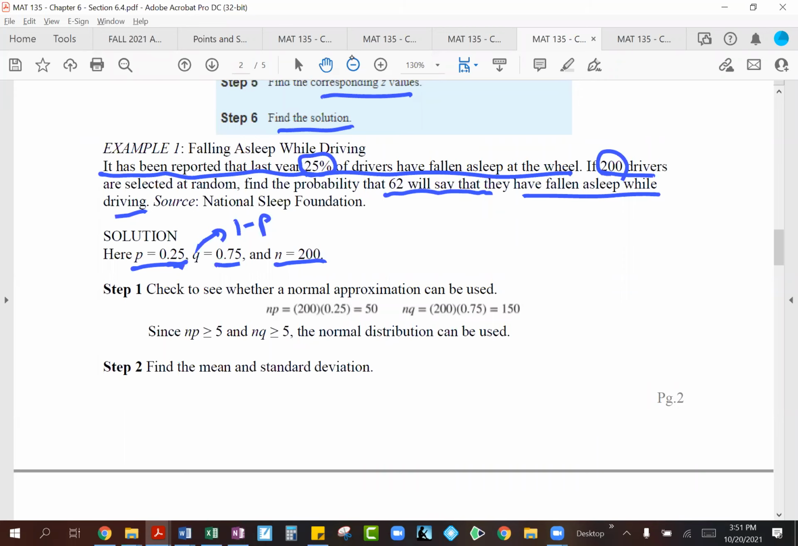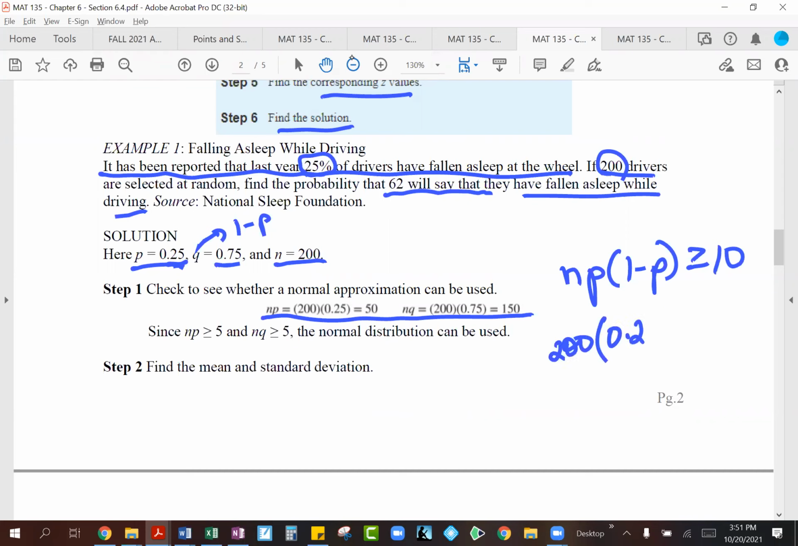So again, these guys are having you do it separately, but in your textbook, they will have us do n times p times 1 minus p, and we have to make sure they're equal to or greater than 10. So when we multiply 200 with 0.25 with 0.75, we have to make sure this number comes out to be larger than 10.